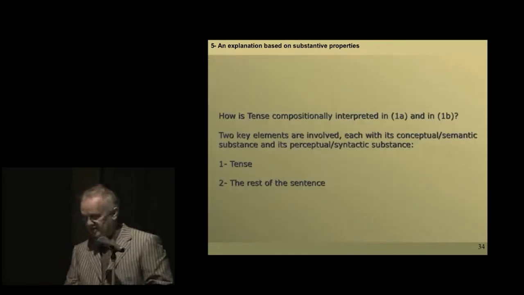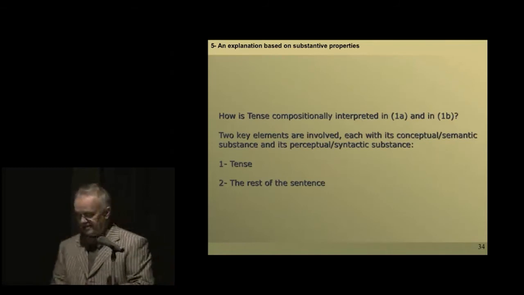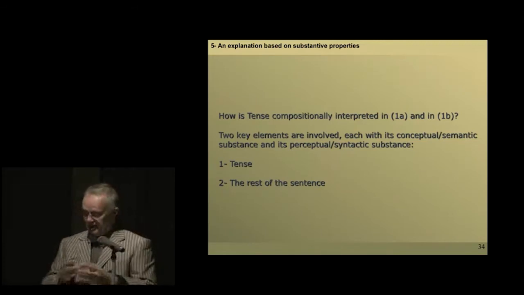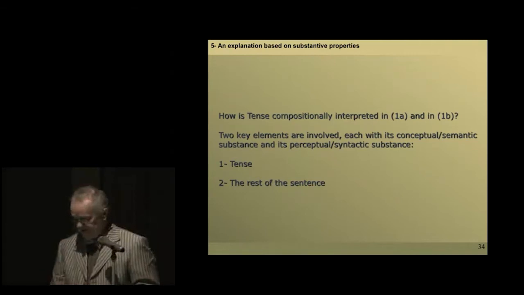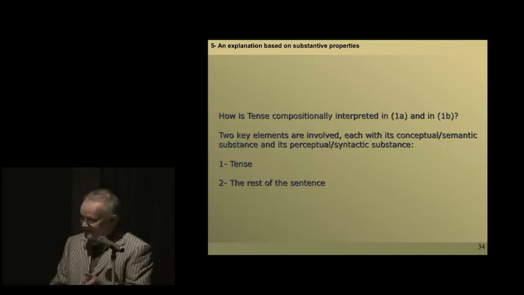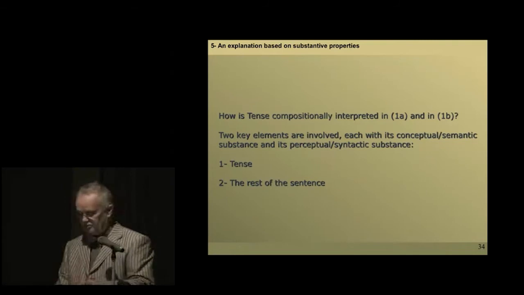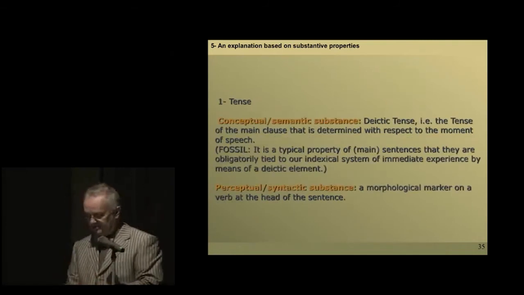So in order to figure that out, what is taking place when tense is involved, we have to look at the key elements that are involved, each of which has a conceptual semantic substance side of things and a perceptual syntactic substance side of things. What are the two elements involved? Well, tense, of course, and the other element is the rest of the sentence. Okay? So what are both the meaning aspect of these two elements and the form aspect of these two elements?